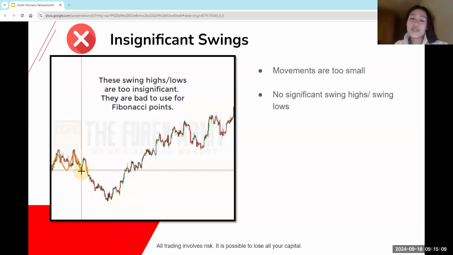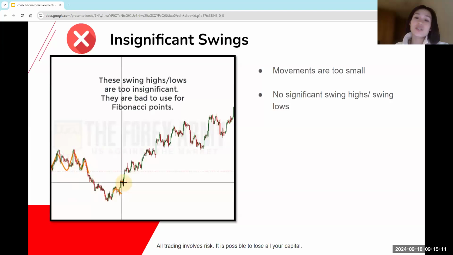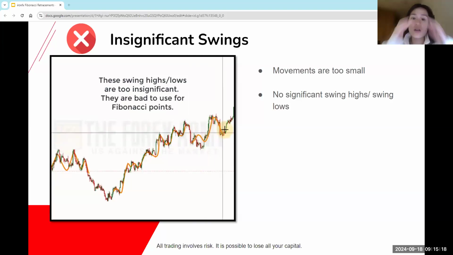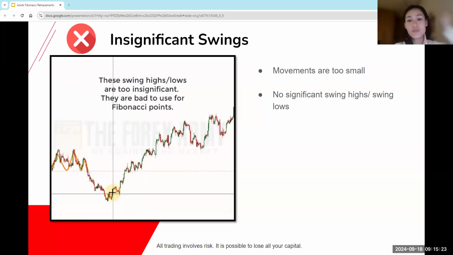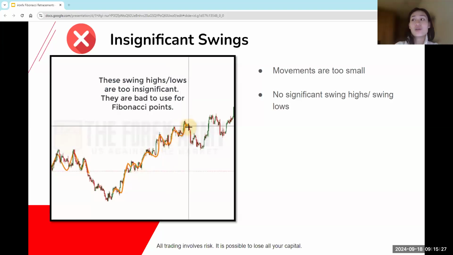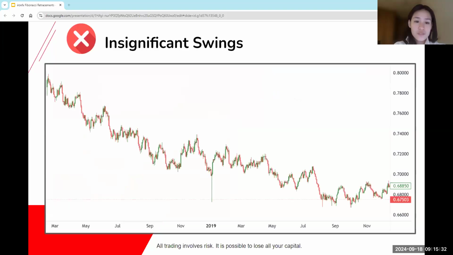Okay, so insignificant swings. Let's first take a look at an incorrect example, or something that you want to avoid. Here's an example of insignificant swings, which are generally bad points to use as Fibonacci starting and ending points. You can see here that price movements are way too small and there are no significant swing highs or swing lows. And this is an example of insignificant swings. Again, there are no clear swing highs or lows, and price movement is generally small.